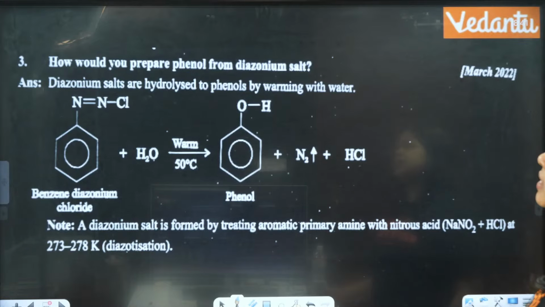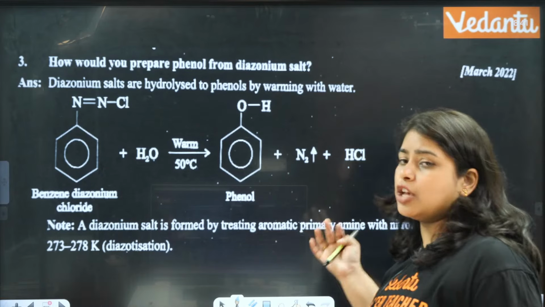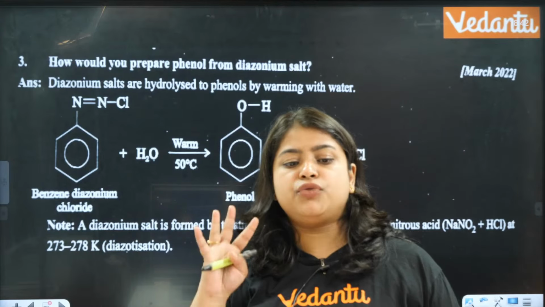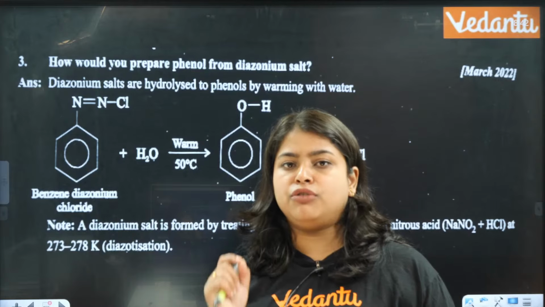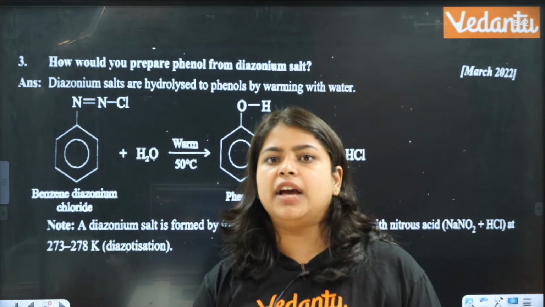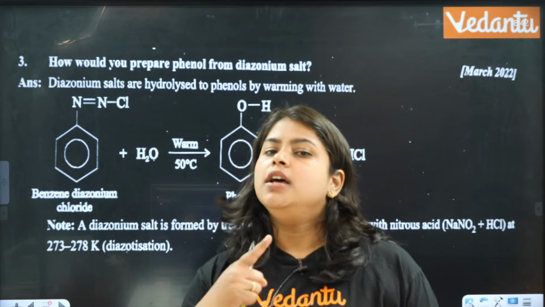Next they might ask, how would you prepare a phenol from the diazonium salt? They can ask about diazonium or cumene. We have discussed 4 methods of preparation of phenol. We have studied from haloarenes.